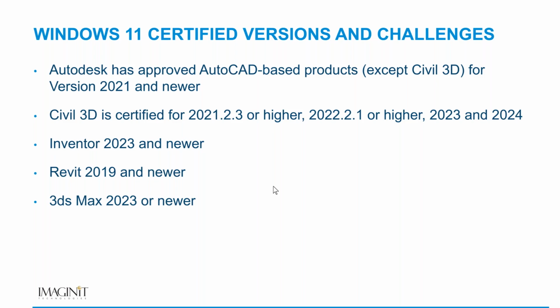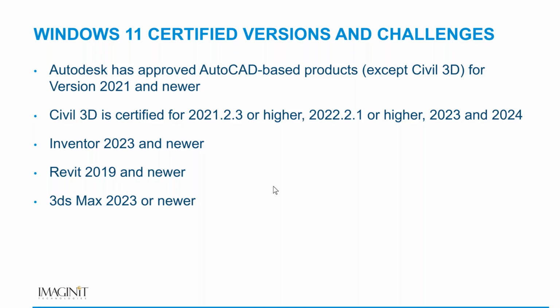Civil 3D, this is the big one. Civil 3D is certified only for 2021.2.3 or higher, 2022.2.1 or higher, 23 and 24. So if you're running 21 or 22, you have to run the Civil 3D and the AutoCAD updates in order to be Windows 11 certified. Inventor is 2023 or newer. Revit goes all the way back to 2019, again, provided you have installed all the updates. And 3ds Max is only 2023 and newer.